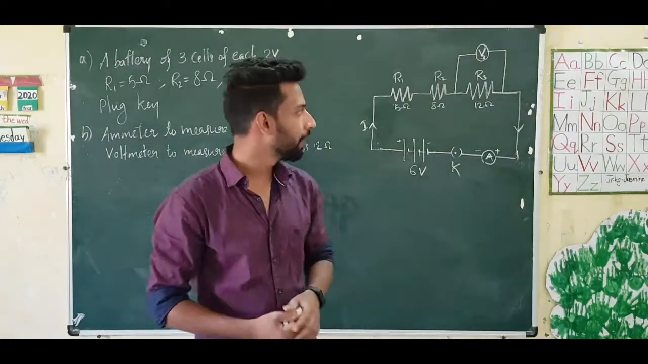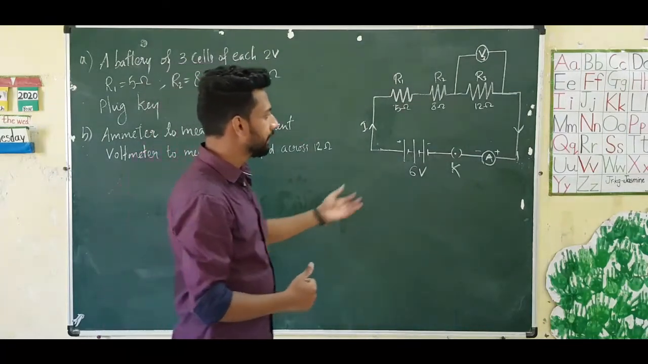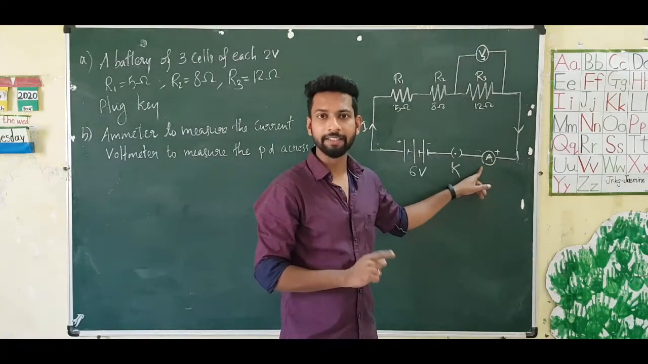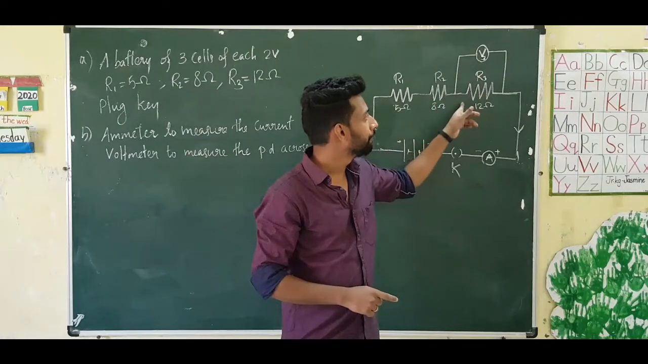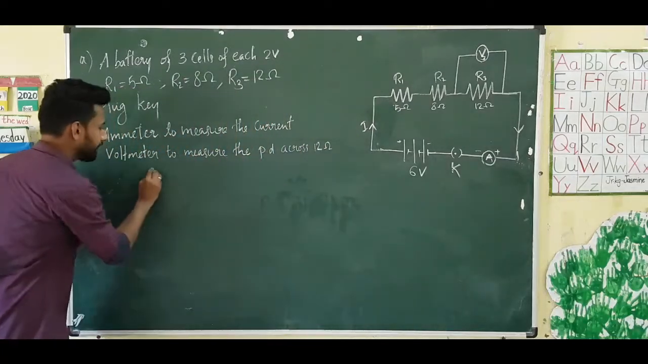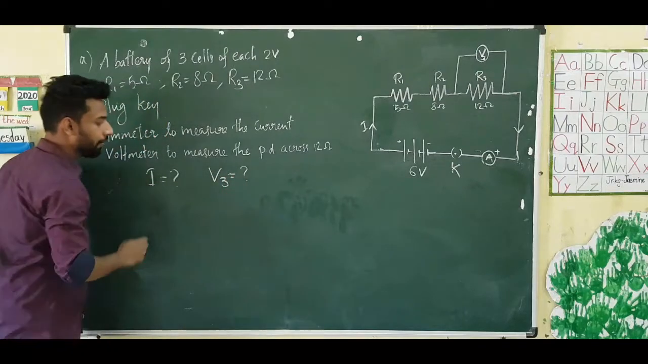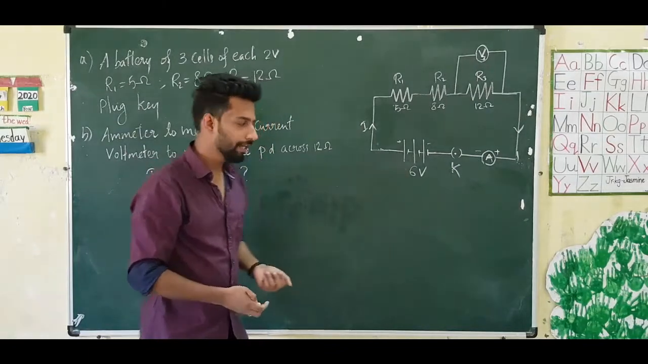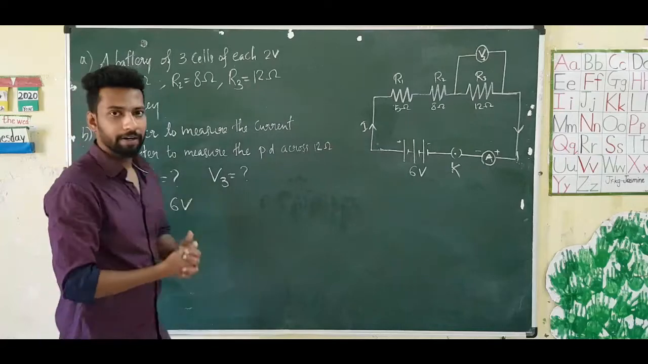Now we have completed drawing the circuit diagram. One more question is that you have to find the readings in the ammeter and voltmeter. The ammeter will show the current flowing through the circuit, that is the total current, and the voltmeter will show the reading of the potential difference across the 12 ohm. So we have to find I and V3. In order to find I, we need the total potential difference, V equal to 6 volt.